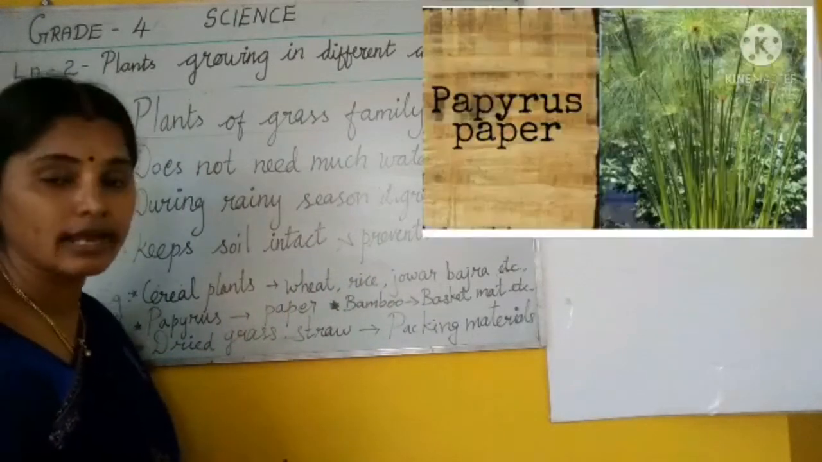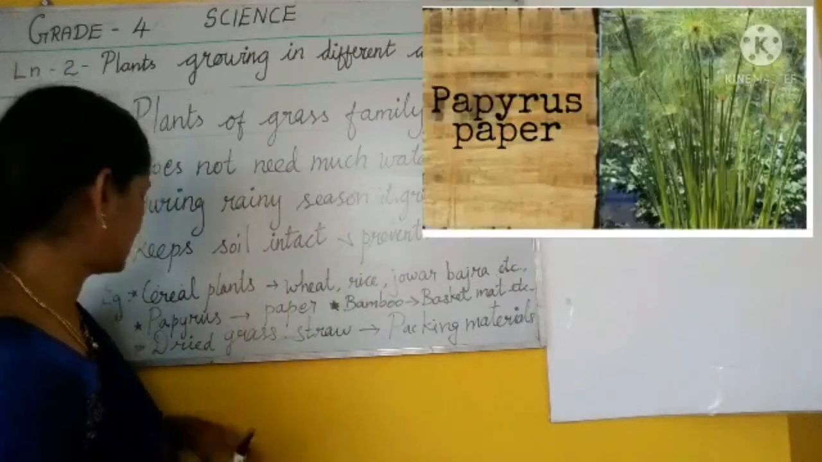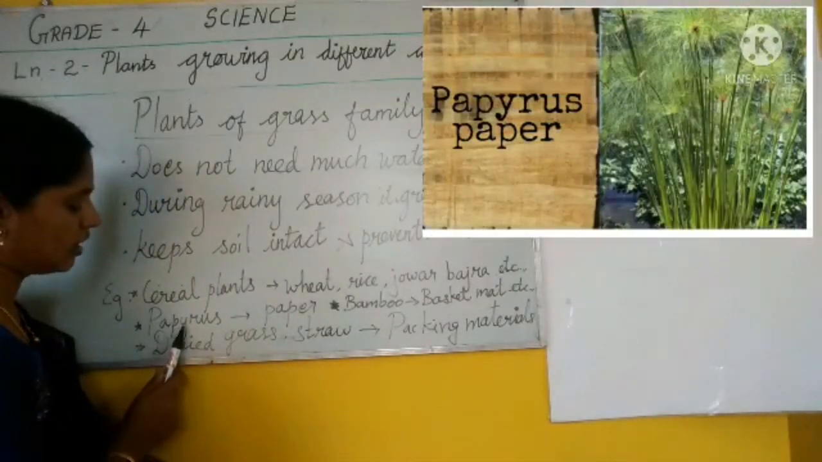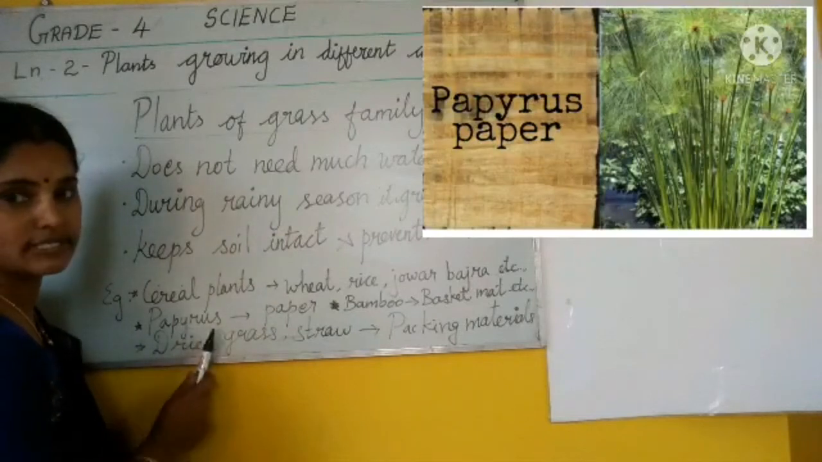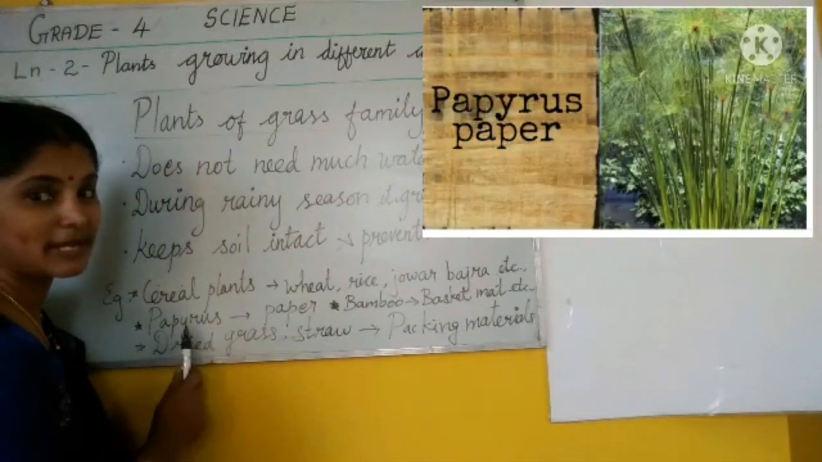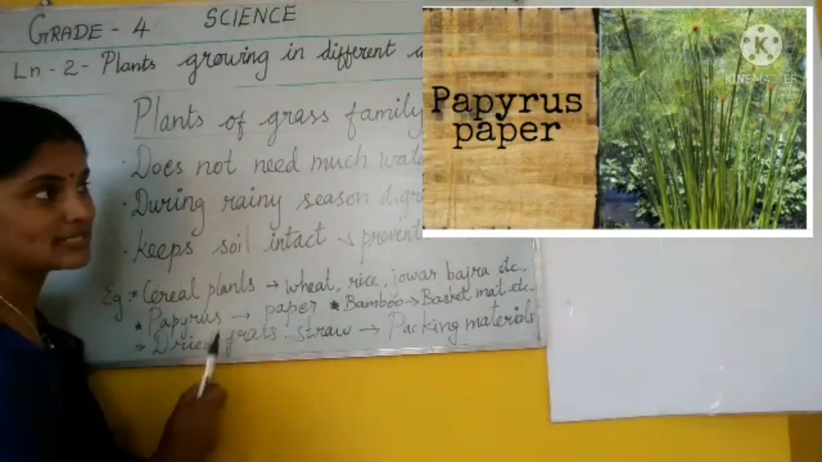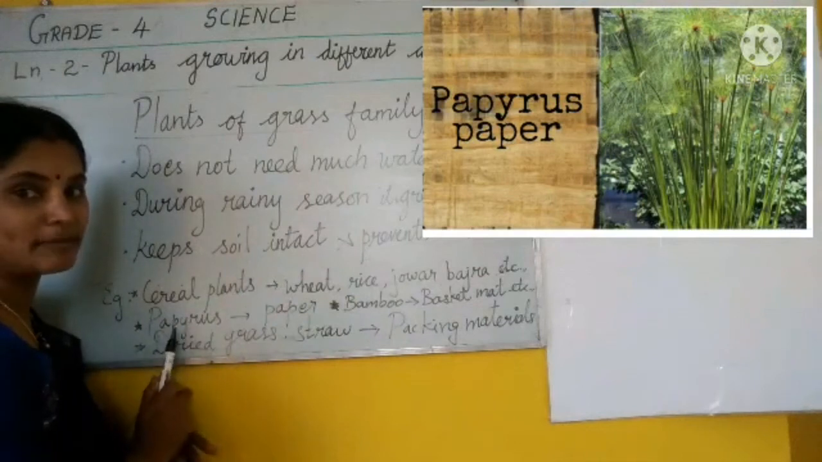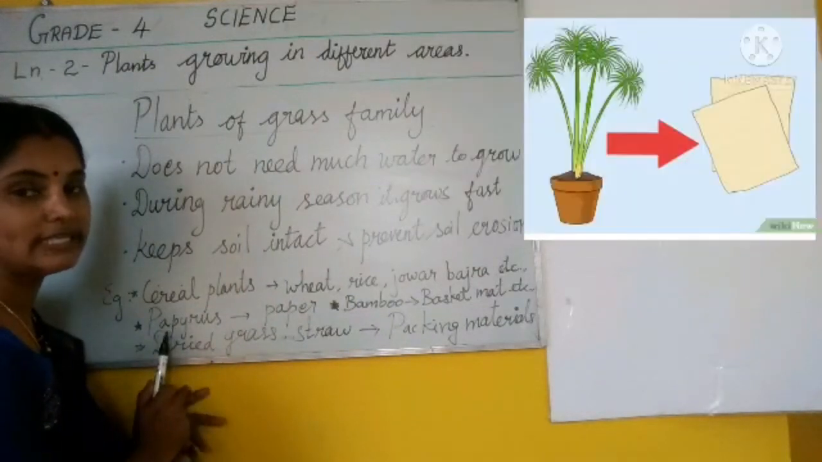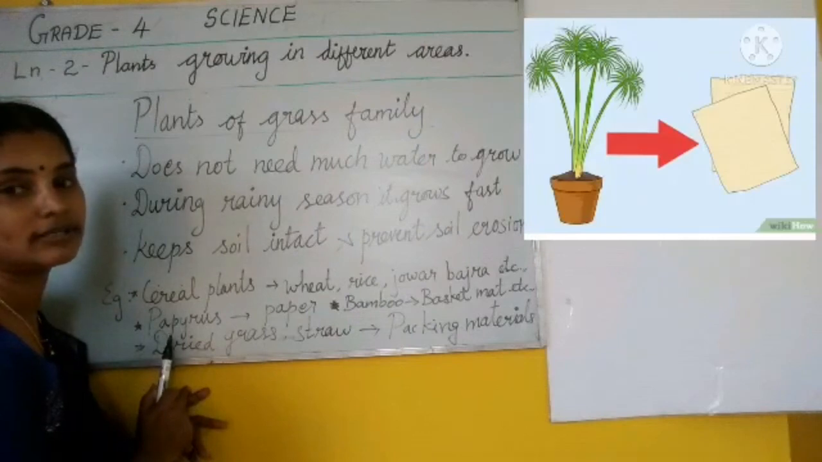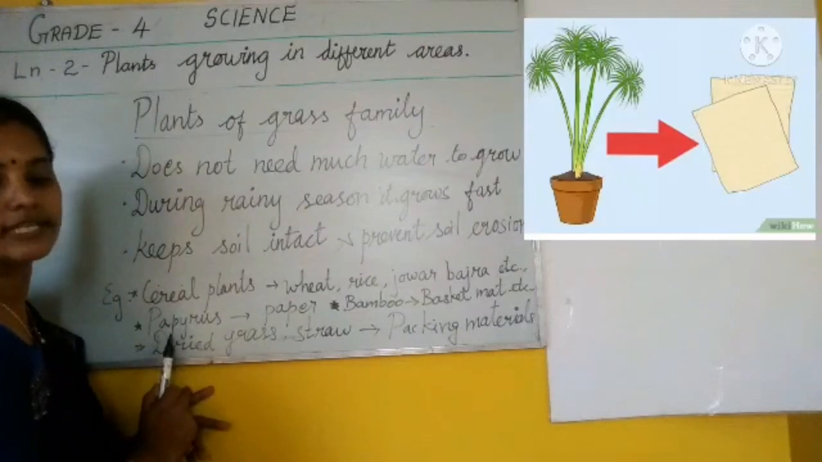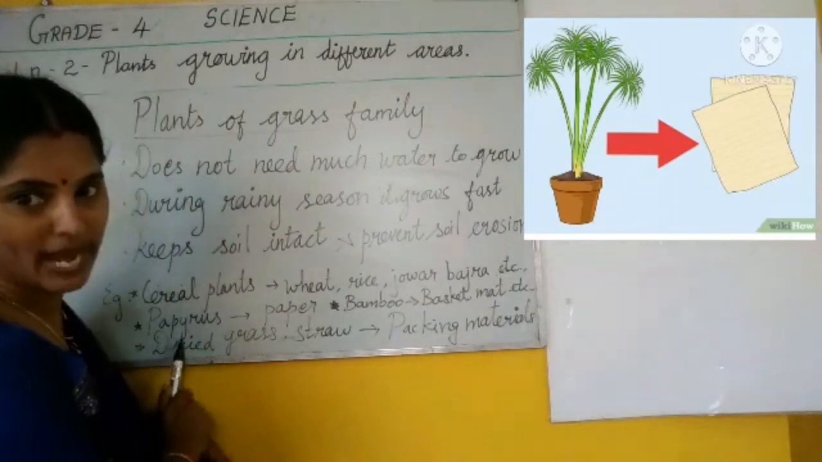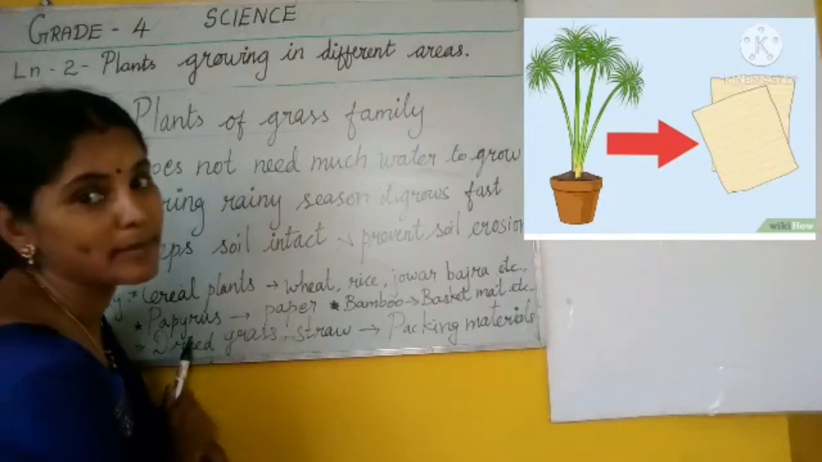And what are the other kinds of grass family plants? Papyrus. See, by the name itself, look at the plant. This is the papyrus plant. By seeing the name itself, we came to know this plant gives paper. The papyrus plant is used to make paper.